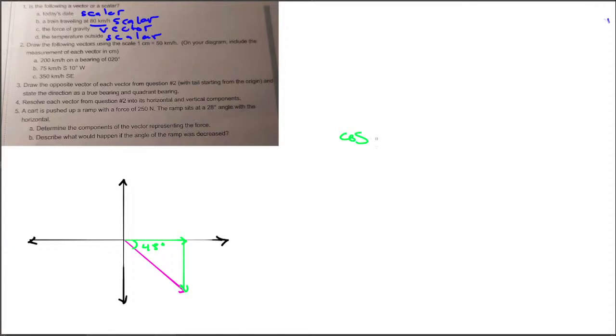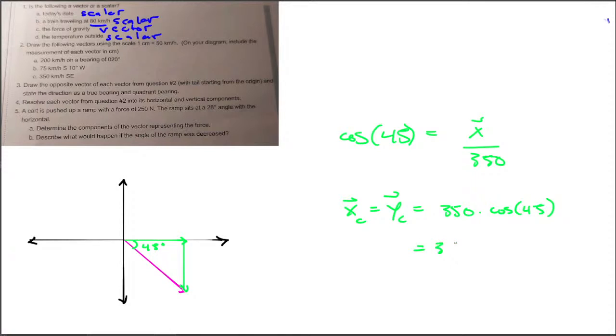So the cosine of 45 is equal to, let's say, the x over the hypotenuse, which is what we're given, 350. So you multiply both sides by 350. And actually, the x and the y are going to be the same. So the x component of c is equal to the y component of c, since the sine and cosine of 45 is the same. It is going to be equal to 350 times the cosine of 45, and that is 350 times root 2 over 2, which everyone knows from their unit circle.